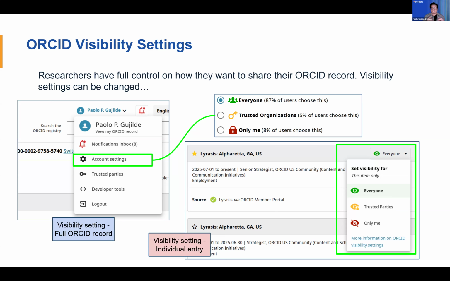So you can set the visibility settings of your ORCID record. For example, you can change it to publicly available or change it to everyone. So that means it's publicly available. You can also change the visibility setting into trusted organizations only. So that means that your ORCID record is only available to the organizations that you have given permissions to, so that you have given them permission to access your ORCID record.